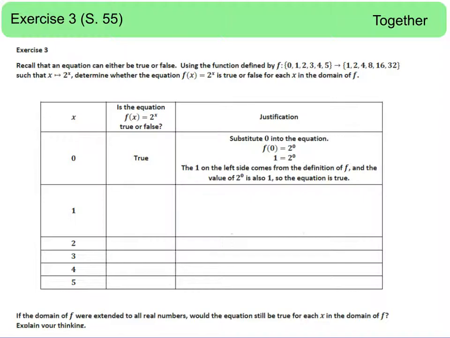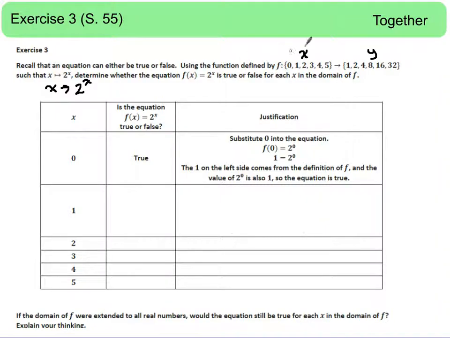Finally, in exercise number 3, they give us an equation. They want us to determine whether it is true or whether it's false using the function defined as this. So this is our x's and this is our y's, such that x maps to 2 to the x power. Determine whether the equation 2 to the x is true or false for each of the given pieces.